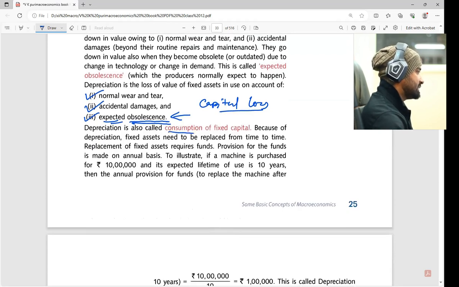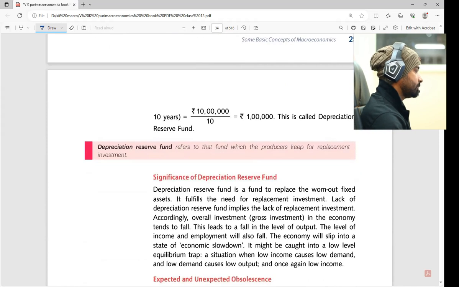Depreciation is otherwise known as consumption of fixed capital also. This is another name you should remember: consumption of fixed capital. Why is it known as consumption of fixed capital? Because we know that with the use of the fixed capital we have, the value of that fixed capital is going to decrease. Why is it going to decrease? Because we are consuming that fixed capital. So that is why it is known as consumption of fixed capital. That is known as depreciation. Clear? Yes. So this example, like that example, we have seen already.